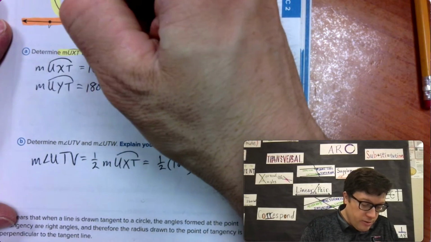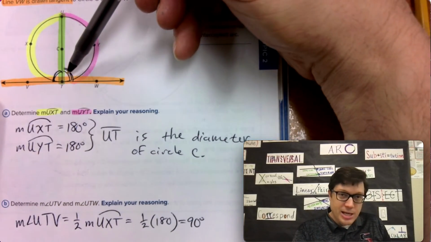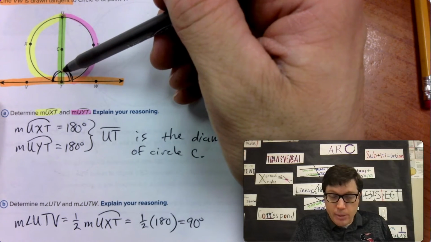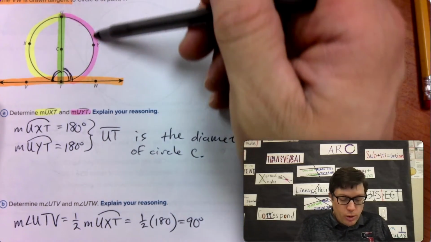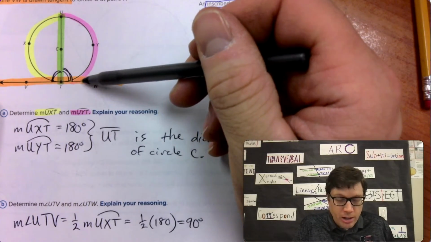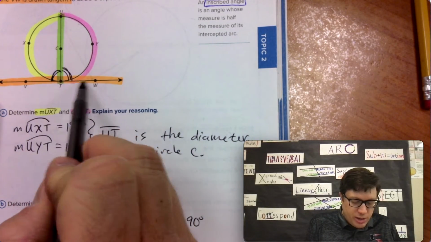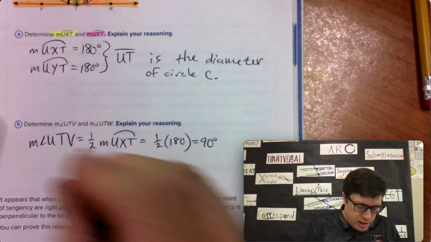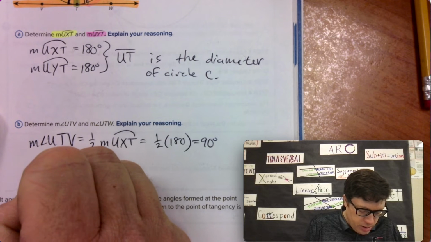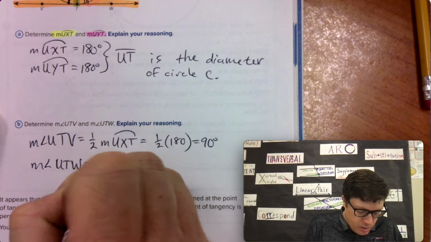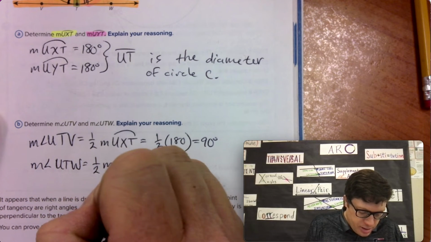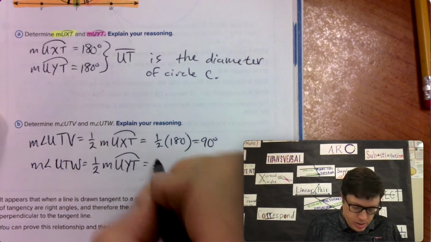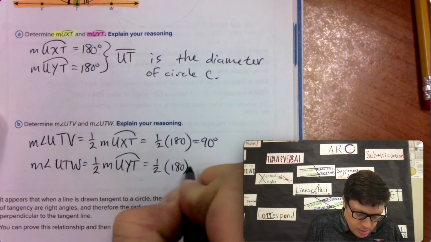The same thing is true for UTW. The angle over here, right, this angle created with the secant that goes through the diameter. So it's creating a 180 degree intercepted arc, and then the angle that's created is half of that arc. So full-on notation would look like this. The measure of angle UTW equals 1/2 the measure of arc UYT, which is 1/2 of 180, which is 90 degrees.